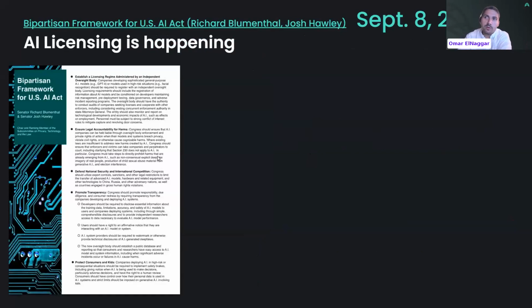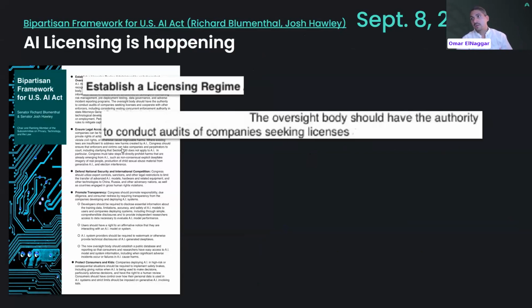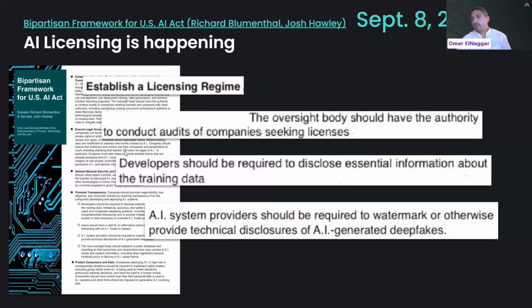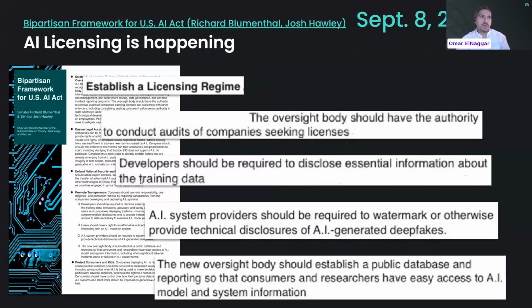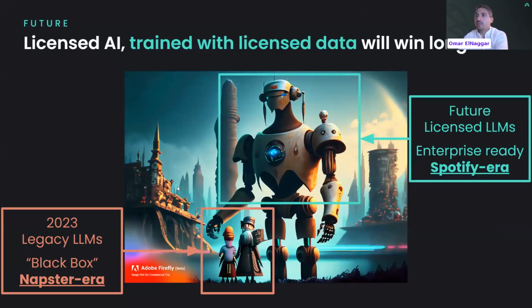Senator Blumenthal and Hawley just released their framework for the US AI Act. And it is very clear that most large language models are going to be licensed in the near future. They'll be subject to audits. They'll be responsible for the data that they trained upon, and they'll have to be including things like watermarks and public registries. Our bet is that today's LLMs are these Napster era black boxes, but really the LLMs of the future that people are using are going to be these massive ones.